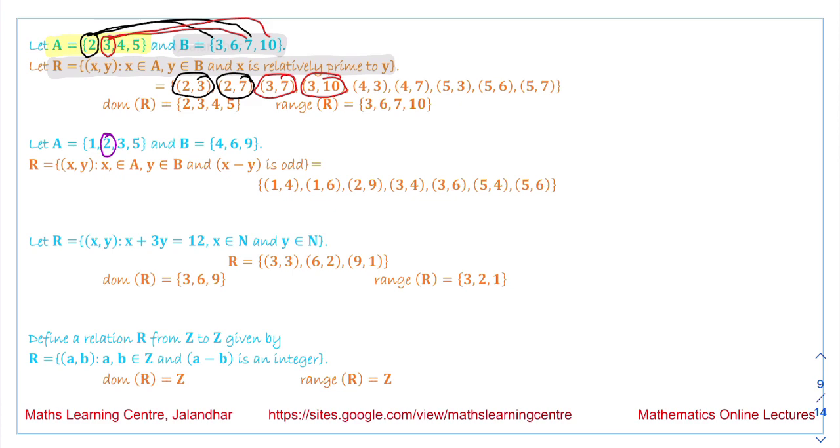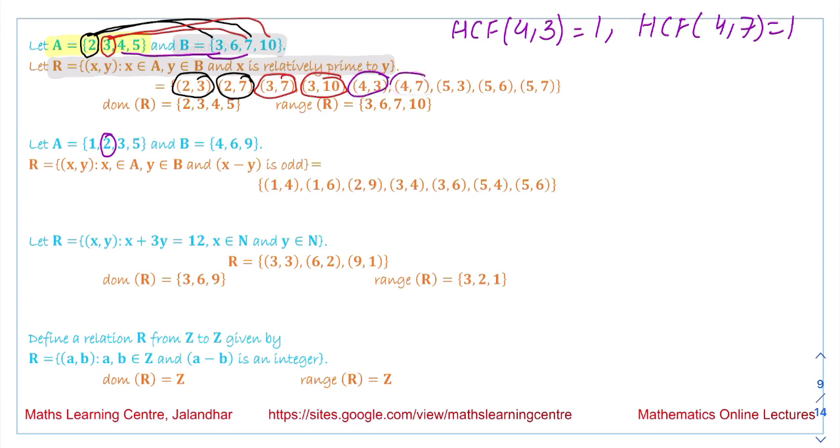Next, the numbers related to 4, they are 3 and 7. Relatively prime means that the HCF of 4 and 3 is 1, and the HCF of 4 and 7 is 1. So these two numbers give (4, 3), (4, 7). And when we are talking about this last number 5, we are saying (5, 3), (5, 6) and (5, 7), these are relatively prime.